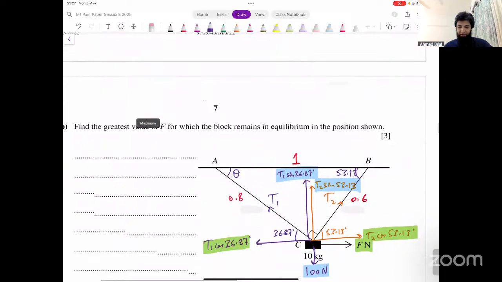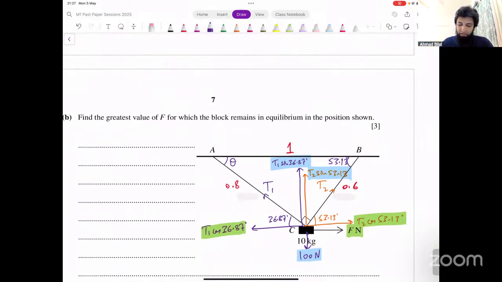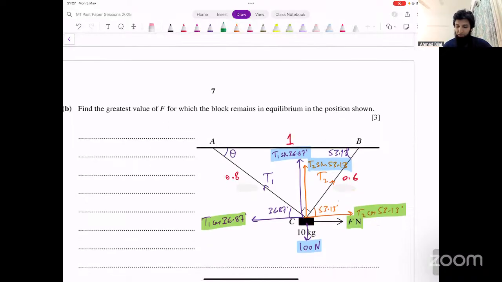So they're saying find the greatest value of F for which the block remains in equilibrium in the position shown. Now, where's F acting? F is acting towards the right side in this direction. What happens if F becomes very big? If F becomes too big, what would happen to this block? The block will start moving to the right like this, right? When it starts moving to the right, let's suppose it comes in this position. This string is going to become slack, the one that's connected to B.